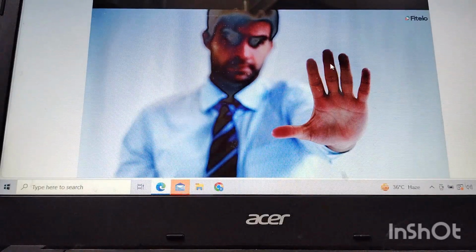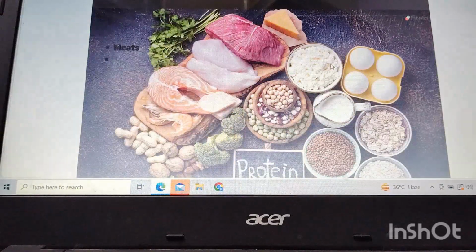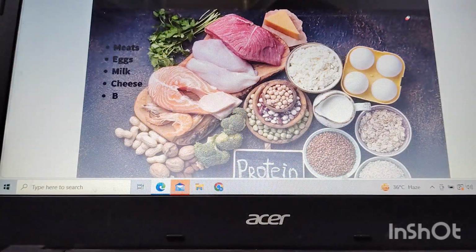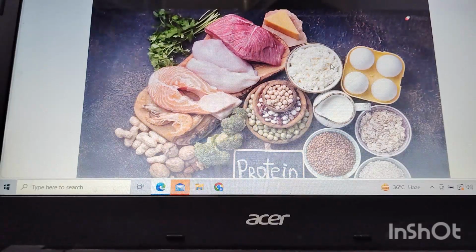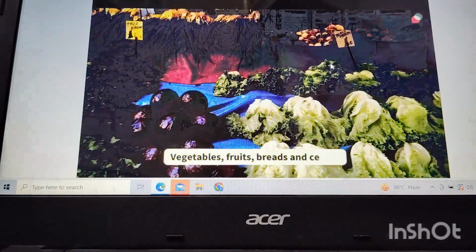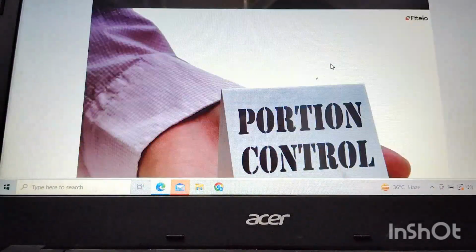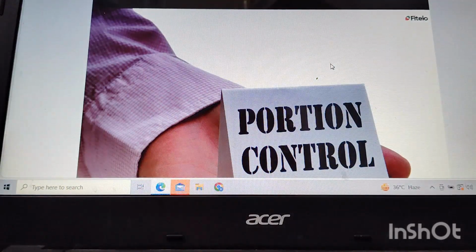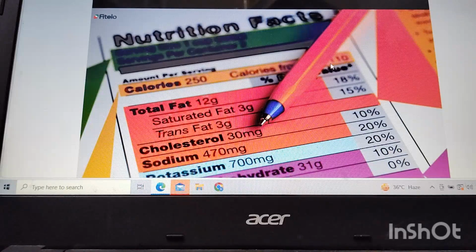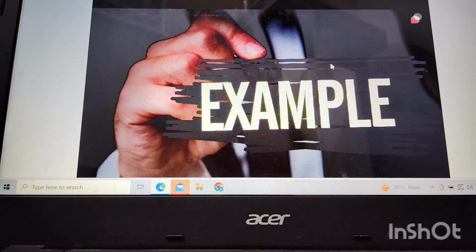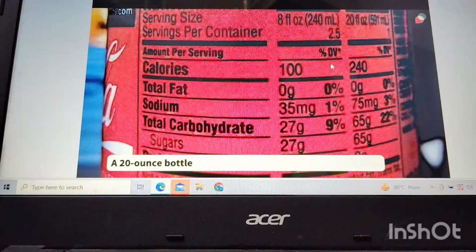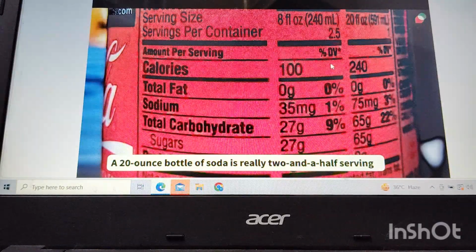You can limit protein content such as meats, eggs, milk, cheese and beans, and can go for low protein diets such as vegetables, fruits, breads and cereals. You can control your portion sizes of packaged food by using the nutrition facts label to learn the serving size and how much of each nutrient is in one serving. Many packages have more than one serving. For example, a 20-ounce bottle of soda is really 2.5 servings.